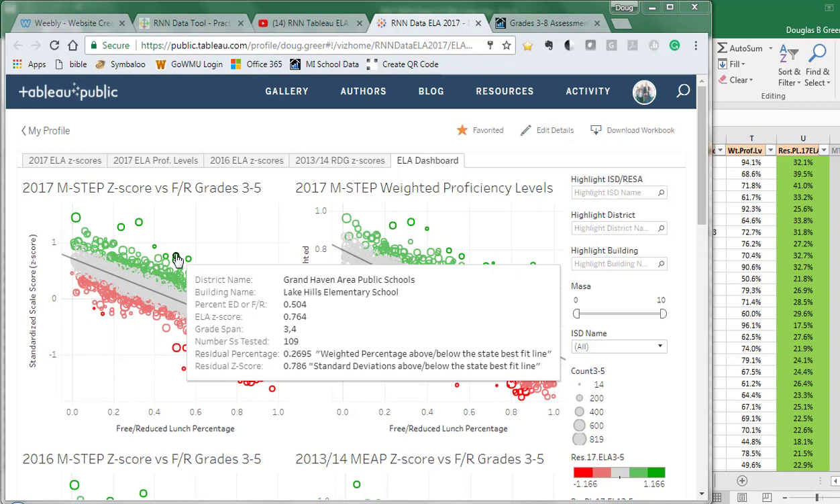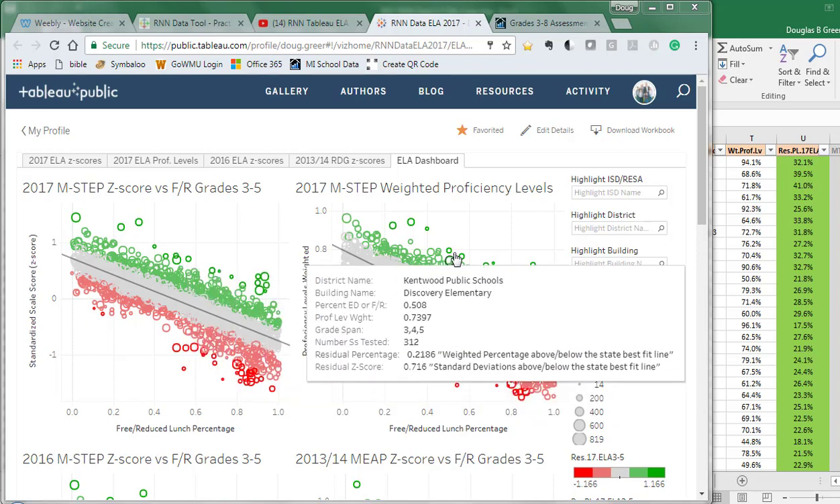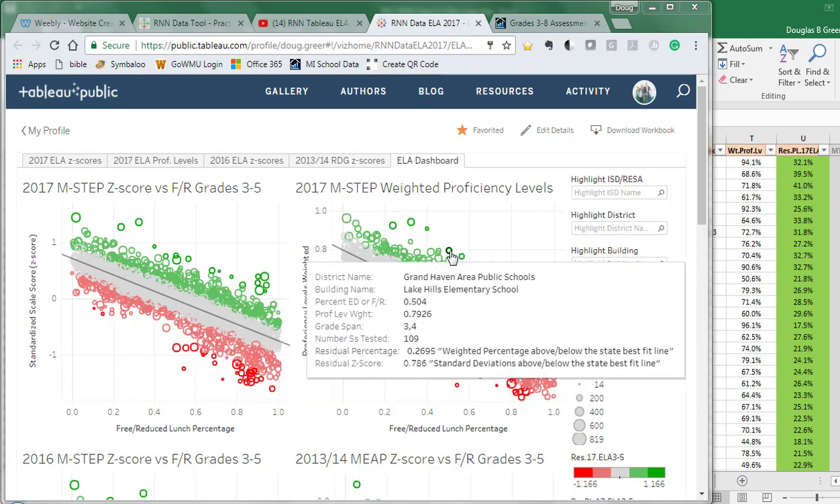best fit line. If I come over here and find Lake Hills, I get the same information, but what this dot represents is a residual percentage, on a weighted proficiency level, which says that they're almost 27% above that best fit line for the state, which might be just another way for districts to understand the residuals and some of the Reading Now Network data.